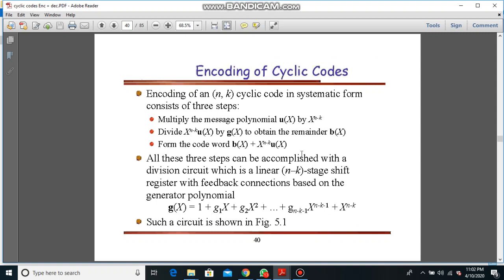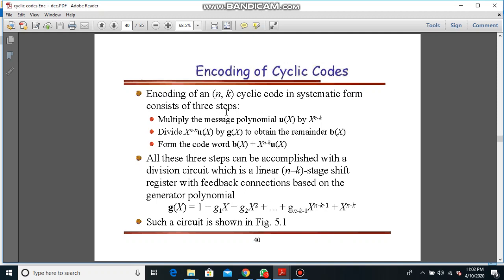Now encoding and decoding of cyclic codes is a must. Here we have to draw some block diagrams. How will I draw the block diagrams? I have to first denote the data polynomial, the message polynomial, then follow the generator polynomial, then put in a modulo 2 operation.